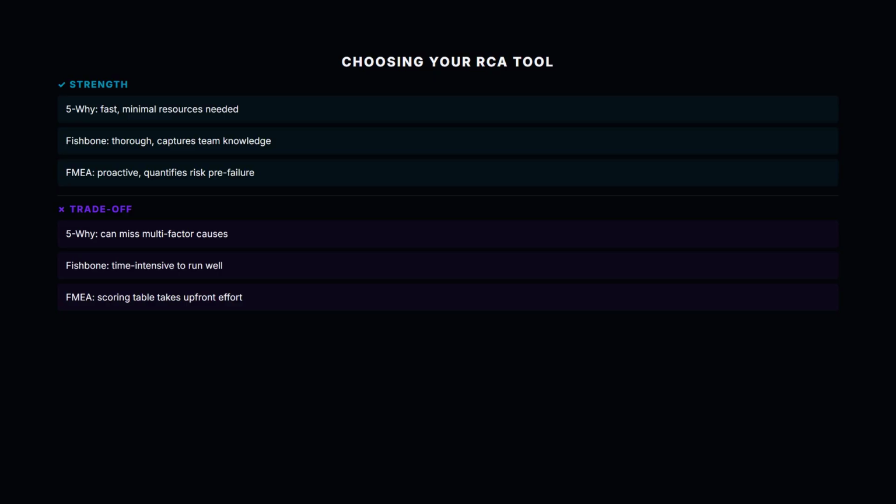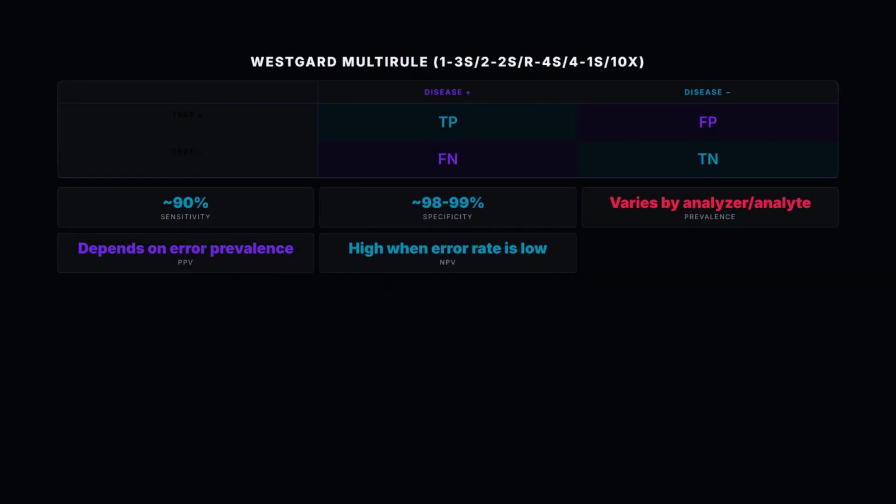Here's a lens most people never apply to QC rules. Think of the Westgard multirule set itself as a screening test for analytical error. Westgard's own validation work showed the combined 1-3s, 2-2s, R-4s, 4-1s, or 10x rule set catches the great majority of true systematic and random errors, while keeping the false rejection rate, flagging a control that's actually fine, down around 1 to 2%. That's your rule set's own sensitivity and specificity.